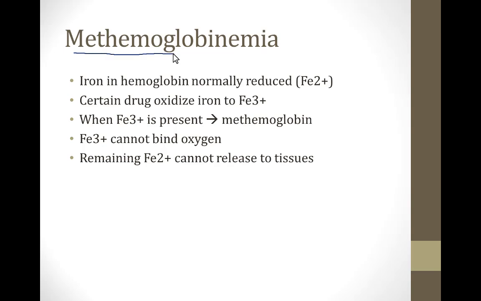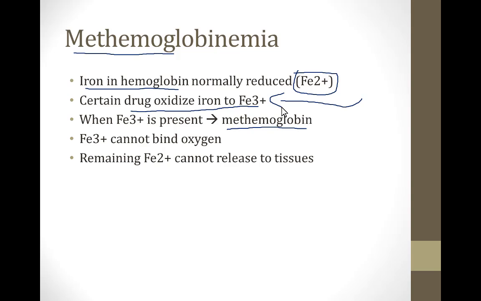So in order to understand methemoglobinemia, you need to recall that iron in hemoglobin is normally present in a reduced Fe2+ state. But there are certain drugs which can oxidize iron to the Fe3+ state. And when Fe3+ is present in hemoglobin, we call that methemoglobin. And there's normally a very small amount of this present in your blood, usually less than 1% or so of all hemoglobin molecules. But when certain drugs are administered, they can increase that percentage to 10 or 20 or even 50 or 60%, and then patients can get very sick.